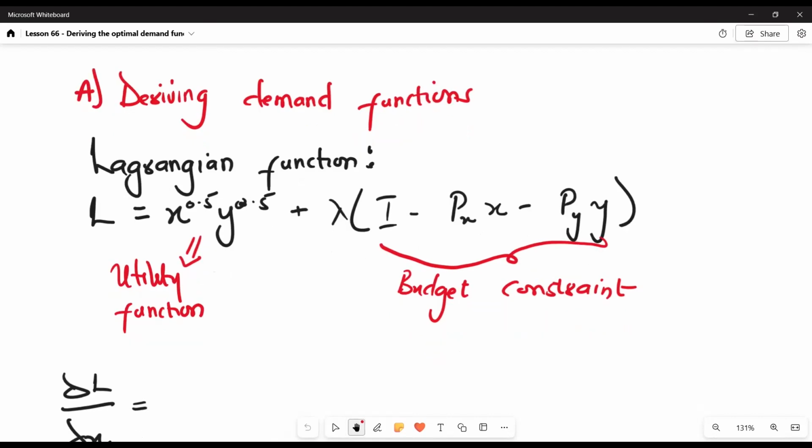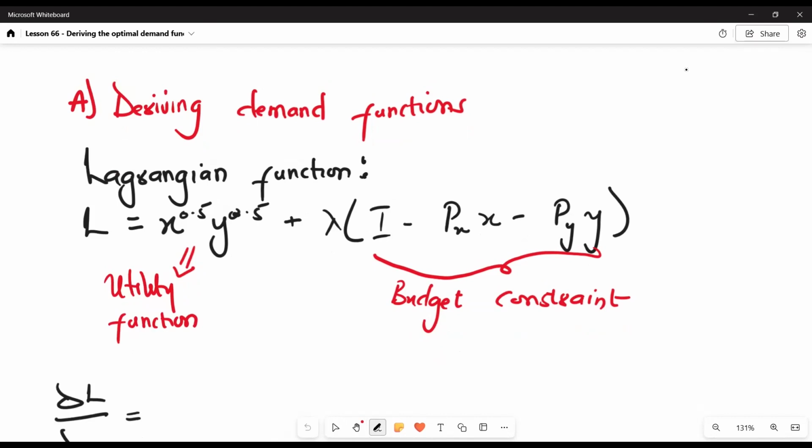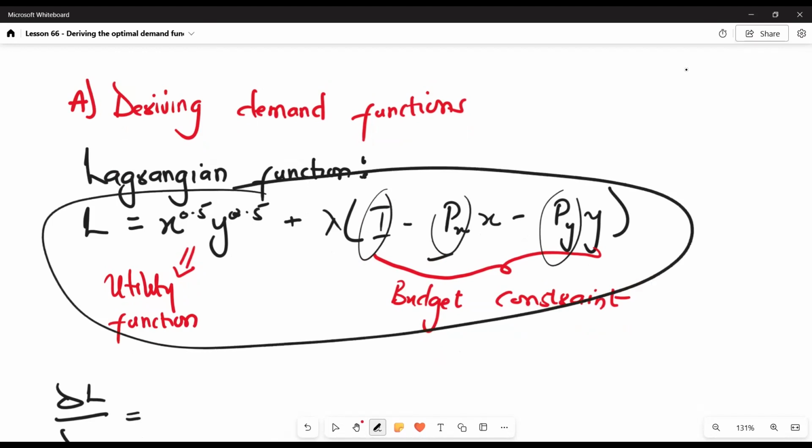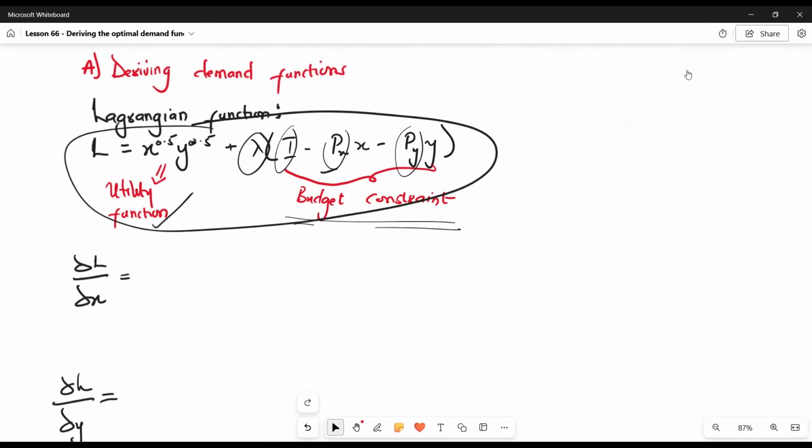So what we are going to do here is simply leave the budget as it is shown here without including specific numerical values for income, price of good X, and the price of good Y. In this case, the Lagrangian function is simply going to look like it is here, where we have our utility function, which is the function to be maximized, plus our lambda multiplied by the budget constraint. Following the steps from our previous lessons, we will now differentiate the Lagrangian function.